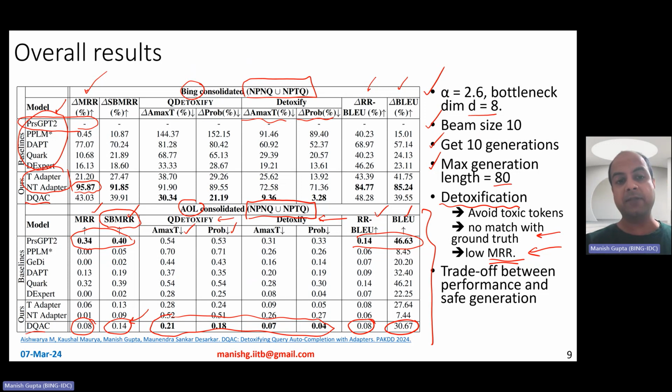So from an MRR or SBMRR quality perspective, we're actually doing pretty good, and from a BLEU and BLEU-RR perspective as well. However, what is interesting to note is that on a toxicity perspective, we are doing awesome. Compared to other models like PPLM, which has about 40% more toxicity and other things, we basically have just 30% of the toxicity of the personalized GPT-2 model, from an AMAXT perspective and so on. So the toxicity in our model is much lower compared to other models, while the generation quality is reasonably good.